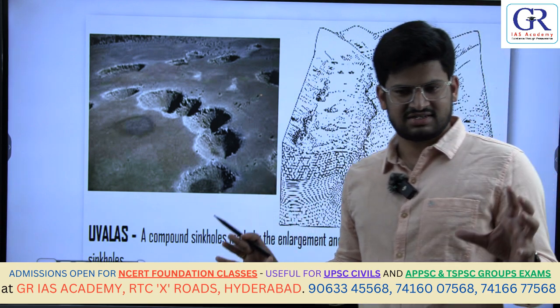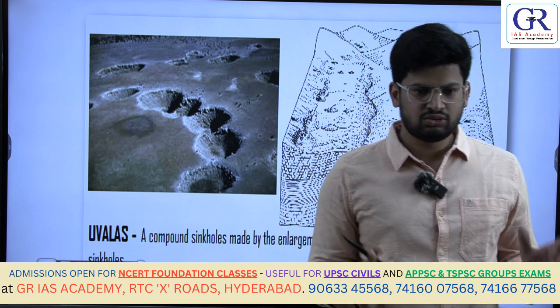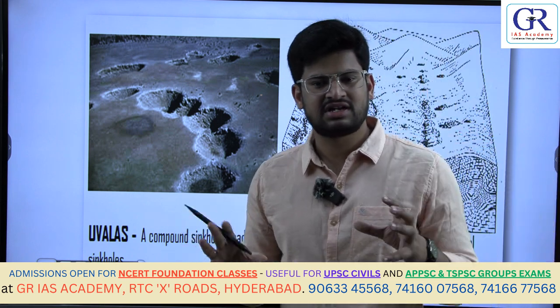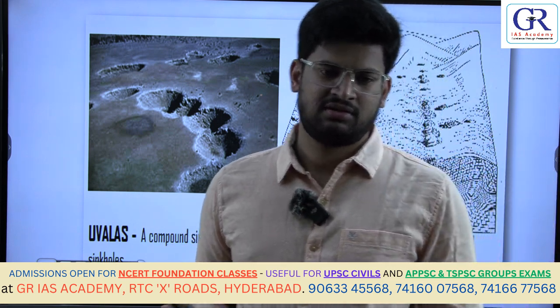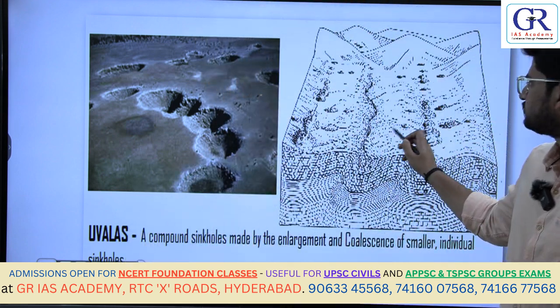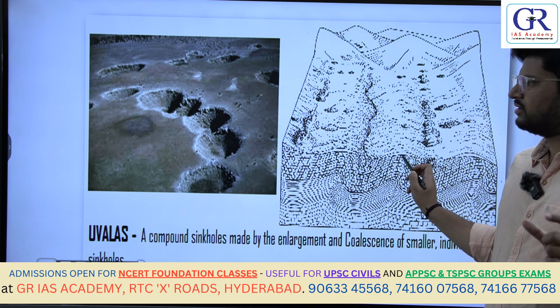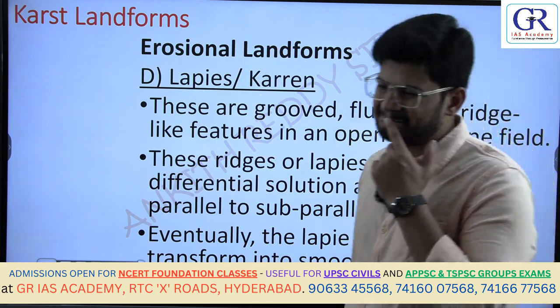Okay. So just remember, these are all erosional landforms. Sinkhole, doline, uvalas, all are erosional landforms formed by underground water. Clear? Understood the difference? Yeah. Next, lapis.